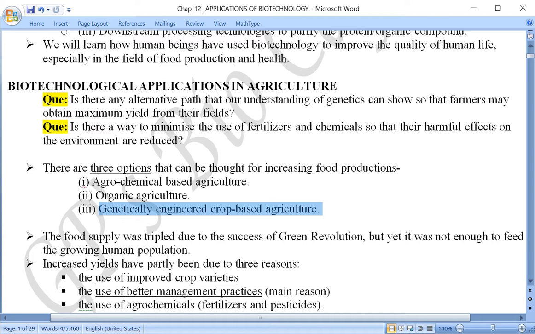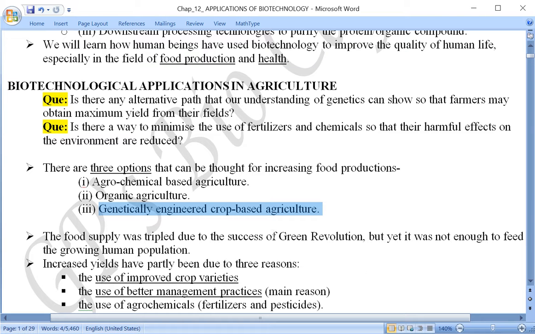First one is agrochemical based, second one is organic, only organic, and the third one we are talking about is genetically engineered crop based agriculture. It means the seeds that are used for growing the crop plants are genetically engineered or modified, so that a particular character carried by a gene can be isolated and then inserted into a particular crop plant. So when this crop plant grows, it grows at its best health, and the production will be higher.